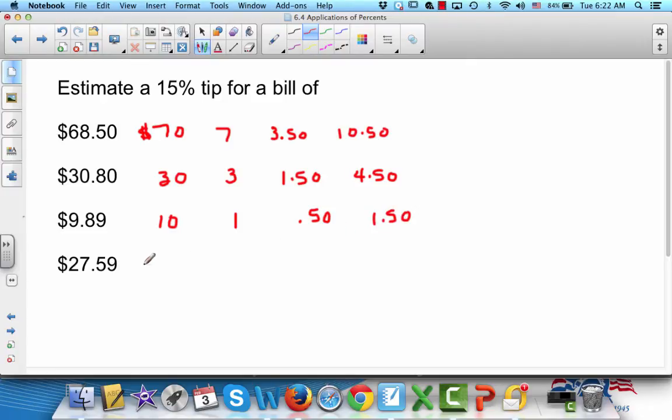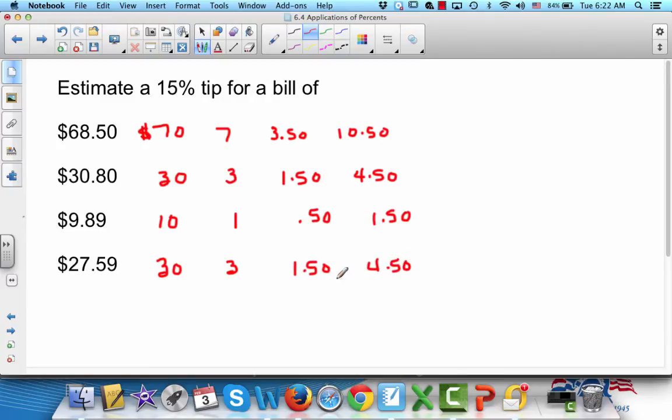And then finally we've got $27.59. I would round that one to 30 once again. So that would be $3 for our 10%. Half of that would be $1.50. And then we come up with a $4.50 tip.